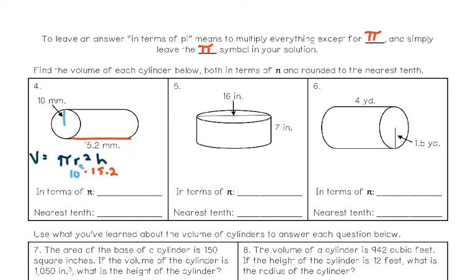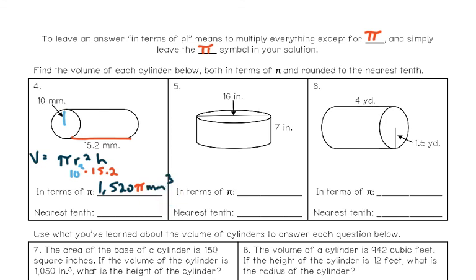So since that question's asked me to leave my answer in terms of pi, I'm just going to do the 10 squared times 15.2, which gives me 1,520. And since the answer is in terms of pi, all I have to do is leave the pi symbol in my answer. Because I know that in the formula for a volume of a cylinder, it's pi r squared times the height. All I did was r squared times the height. I haven't multiplied by pi yet. So I'm just going to leave it there, and it's assumed I'm going to multiply by pi. And then don't forget to put your millimeters cubed.